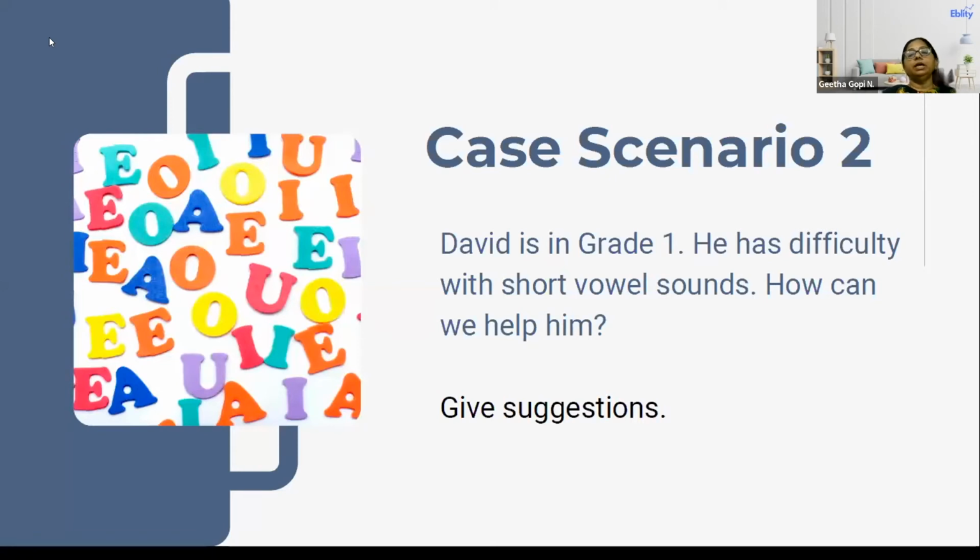So if this child has difficulty with the short vowel sounds, how can we help this child? I would like the participants to come up with suggestions, please.